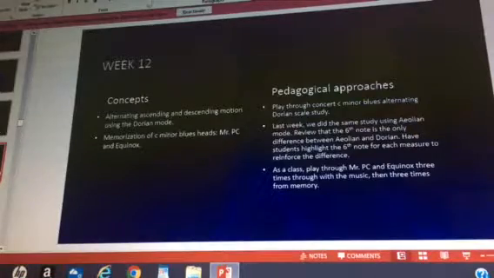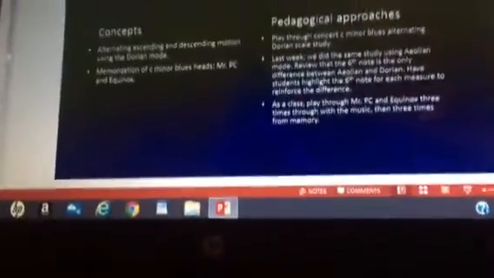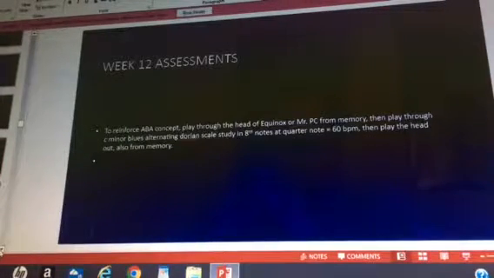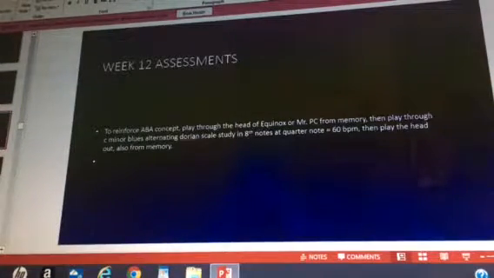And as a class, we'll play through both heads that we've learned, Mr. PC and Equinox, many times. And then we'll reinforce the ABA concept with this assessment where the students play through one of the heads, which is their choice, and then they will play the alternating Dorian scale study in eighth notes at quarter note equals 60, and then they'll play the head out. So that ABA concept of head, solo, head.